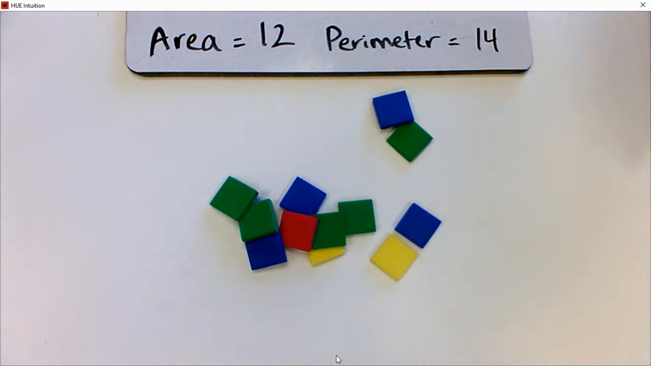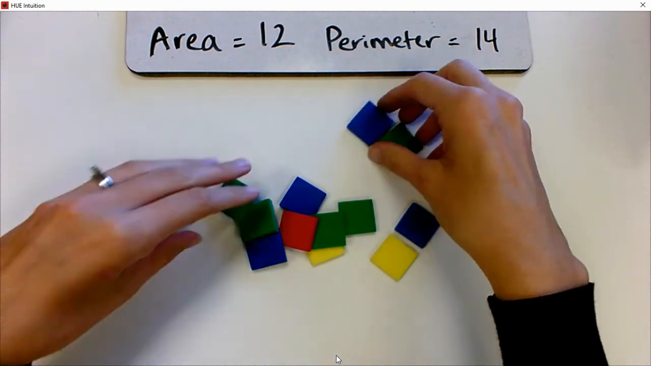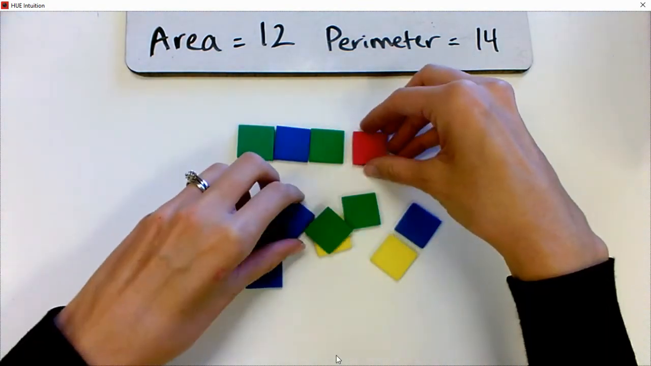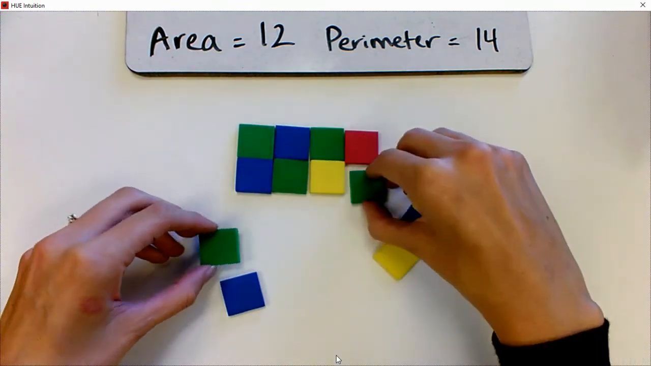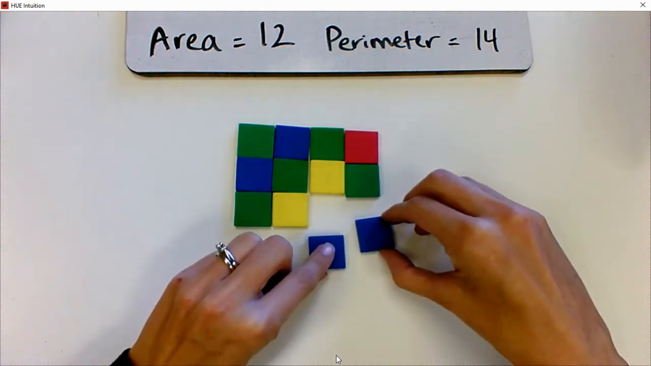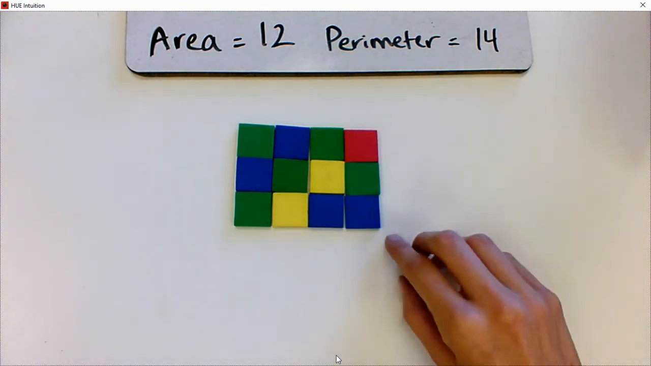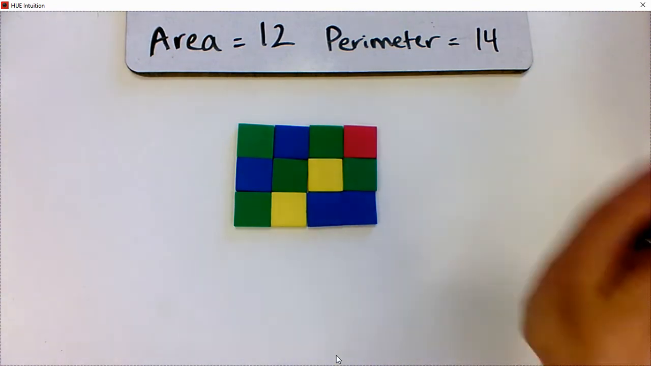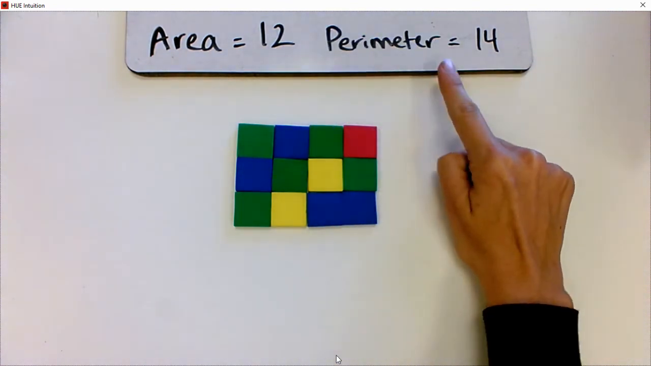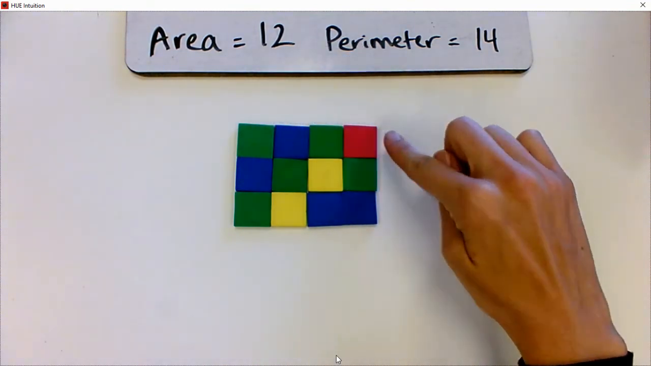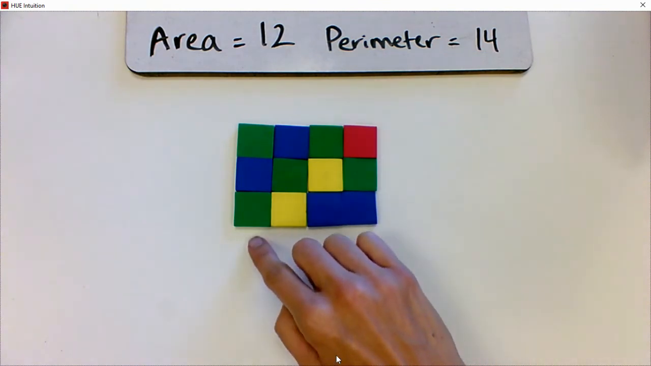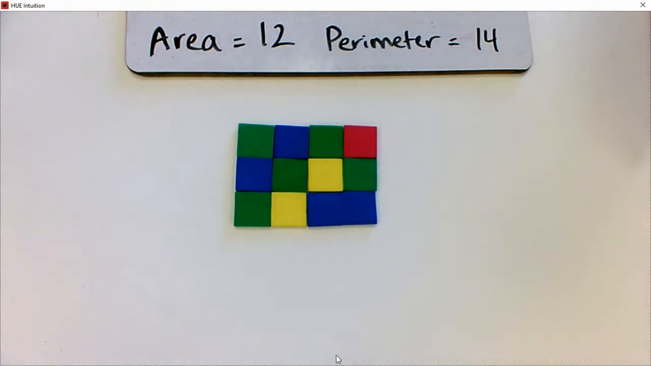I know my rectangle has to have a perimeter of 14. I might just start by trying to get them into a rectangle. All right, that worked out. That is a rectangle, and it's made of 12 tiles, which means it has an area of 12. Let's find the perimeter of this rectangle to see if it's 14. 1, 2, 3, 4, 5, 6, 7, 8, 9, 10, 11, 12, 13, 14. Great. This rectangle has an area of 12 and a perimeter of 14.